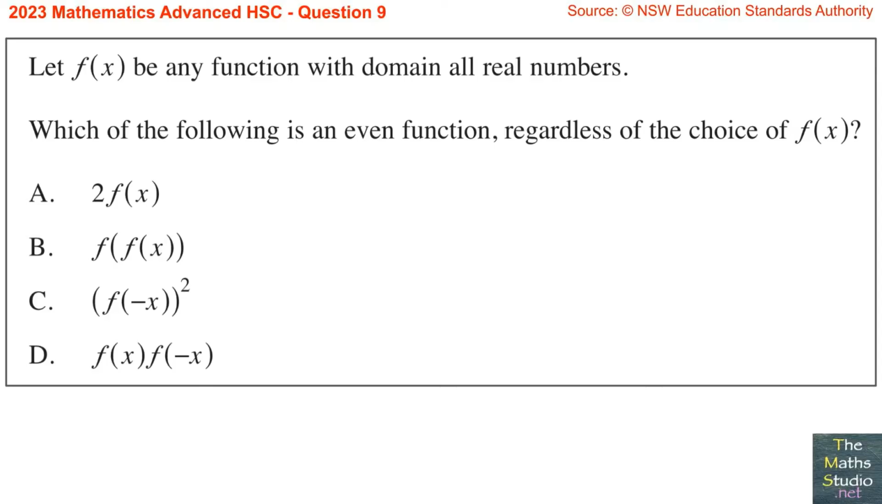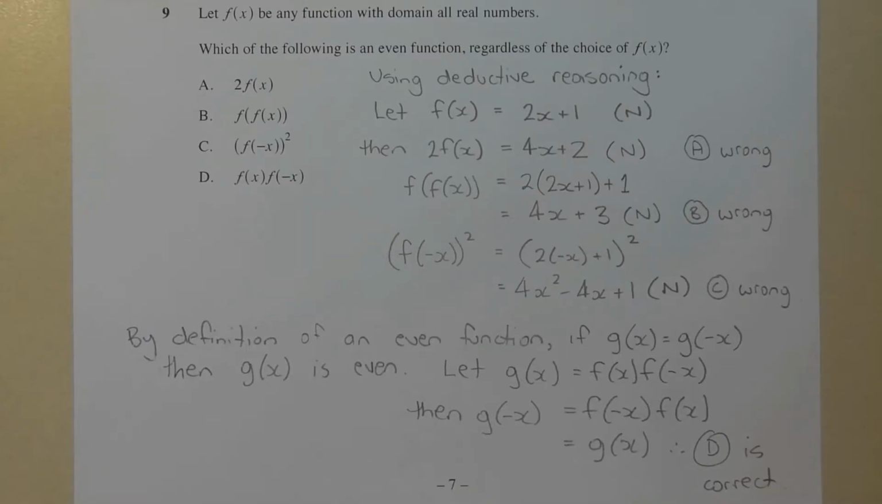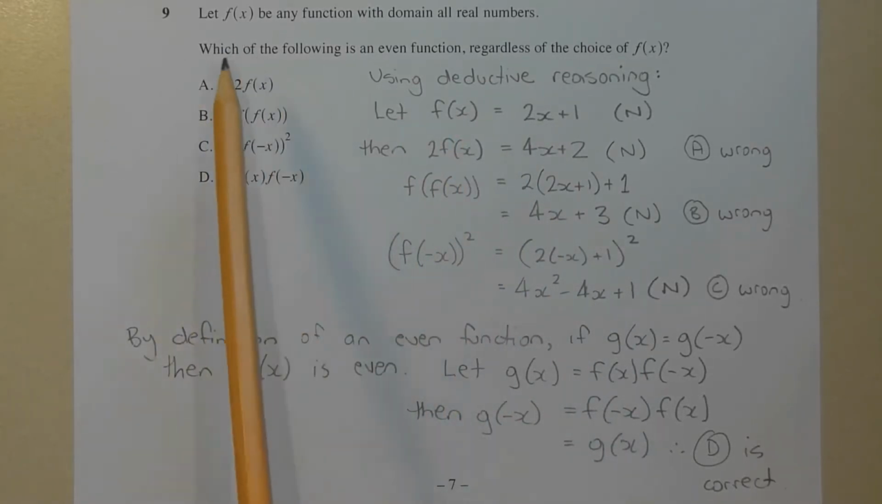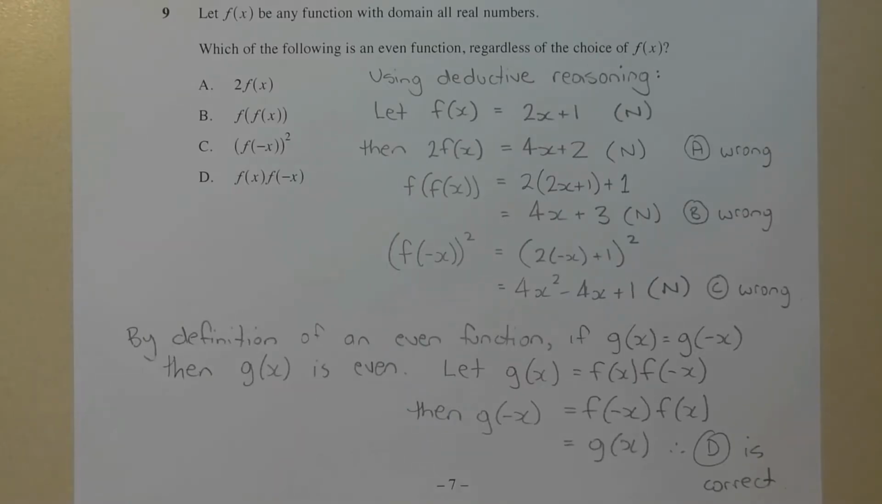Question 9. Let f of x be any function with domain all real numbers. Which of the following is an even function, regardless of the choice of f of x? I'm going to answer this question using two different ways. In the first way, I'm going to use deductive reasoning with a strategic definition for f of x to disprove 3 out of the 4 options, which means by deductive reasoning, the fourth option must be correct.